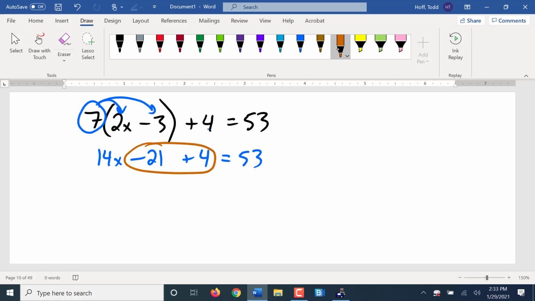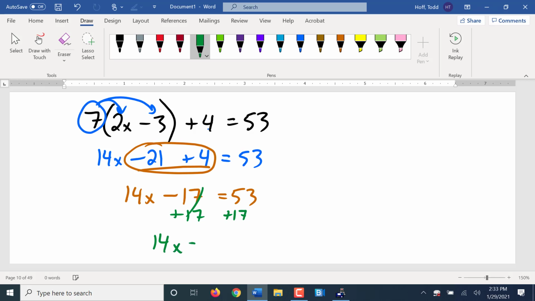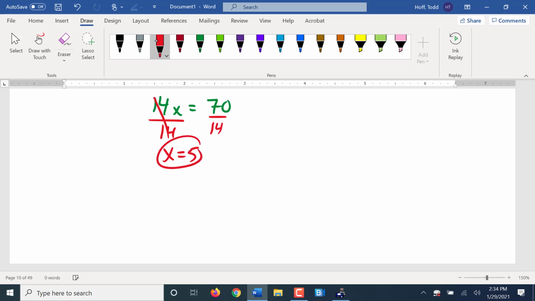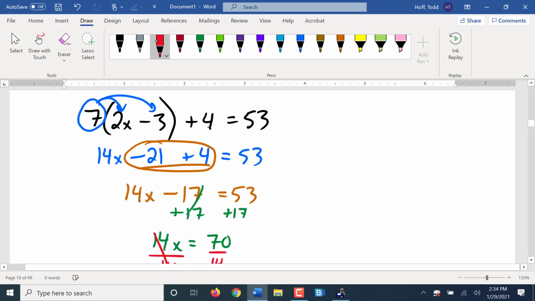Yeah, we have the negative 21 and the positive 4. So the 14x doesn't change. Negative 21 plus 4 is a negative 17. You got it. So 14x minus 17 equals 53. We'll add 17 to both sides. 14x equals 70. Perfect. And then divide by 14. X equals 5.